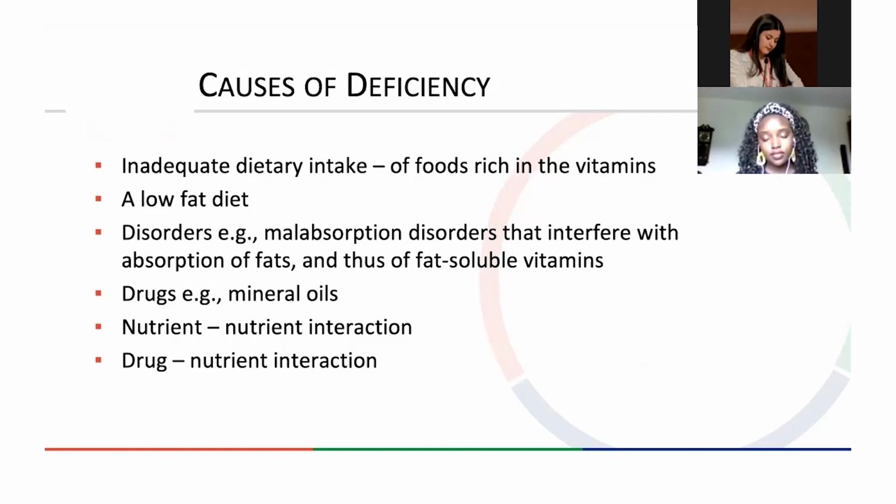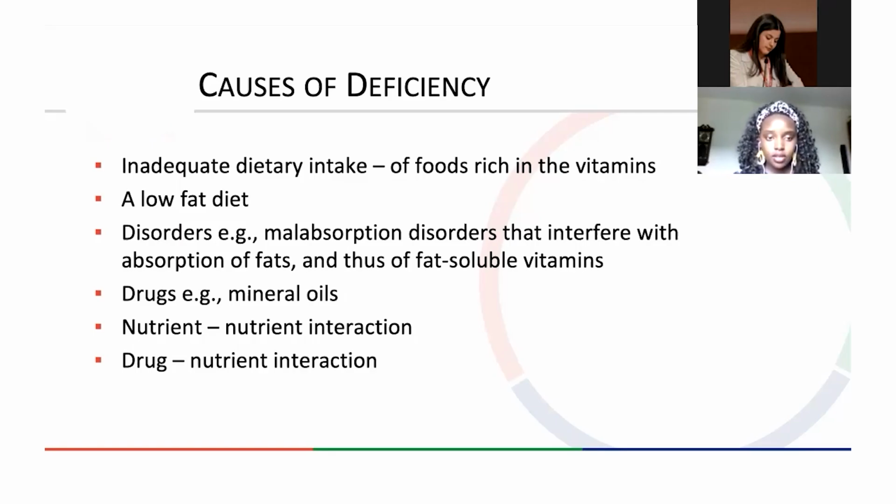So the causes of this deficiency, first and foremost, is inadequate dietary intake. So when you have, over long periods of time, foods that consist less of what you need daily for your vitamin A, D, E, K, or mineral intake, then you'll tend to have a deficiency long term. Also, because we've already identified that vitamins A, D, E, and K are fat soluble, it means that we need fats in the diet for them to be absorbed fully. So if your diet has less fat, that interferes with the absorption of those vitamins.